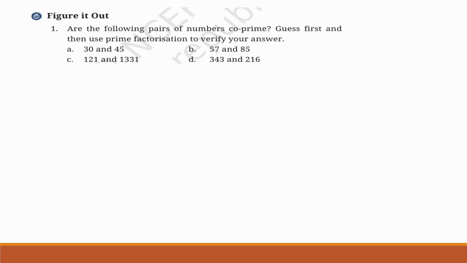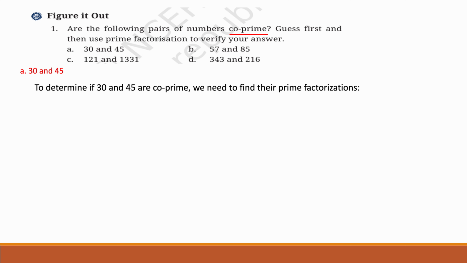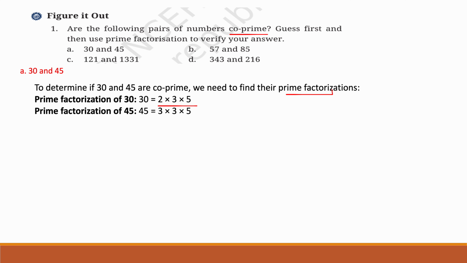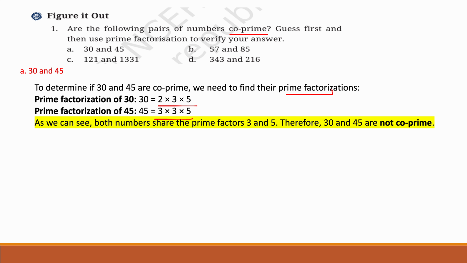Figure it out. Are the following pairs of numbers co-prime? Guess first and then use prime factorization to verify your answer. First one, 30 and 45. To determine if 30 and 45 are co-prime, we need to find their prime factorizations. So first we have to find the prime factorization of 30. 30 is equal to 2 into 3 into 5. Then the prime factorization of 45. 45 is equal to 3 into 3 into 5. As we can see, both numbers share the prime factors 3 and 5. Therefore, 30 and 45 are not co-prime.